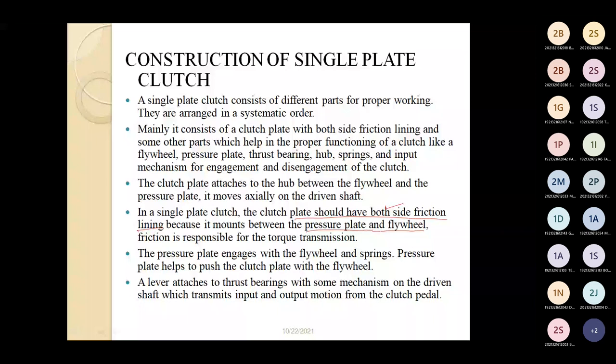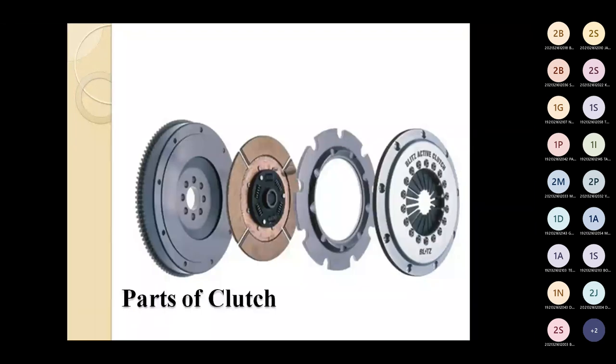The pressure plate engages with the flywheel and springs. The pressure plate helps to push the clutch plate against the flywheel. A lever attached to the thrust bearing with some mechanism on the driven shaft transmits input and output motion from the clutch pedal. So, these are the parts of a clutch.